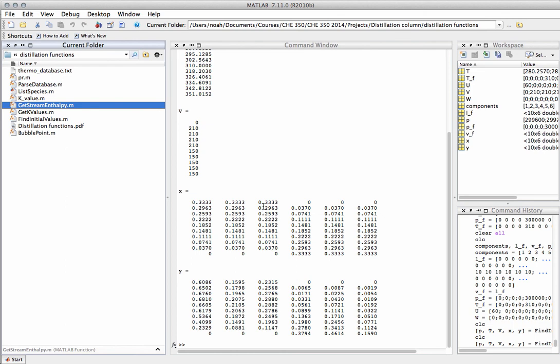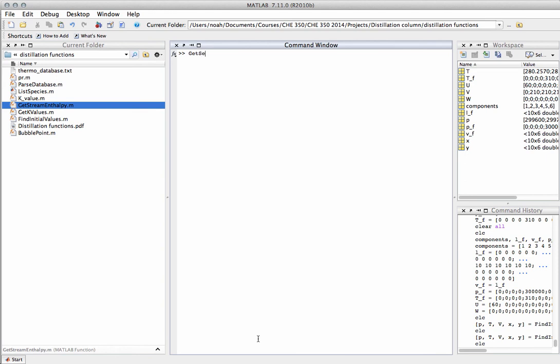Okay, so let's do get stream enthalpy. Okay, so we'll need a pressure, temperature, component numbers. So same thing that we had before. Just make this our vector 1, 2, 3, 4, 5, 6. Compositions. Right? This can also be a vector showing the compositions in either the vapor or liquid phase for each of our 6 components. So let's just make this.